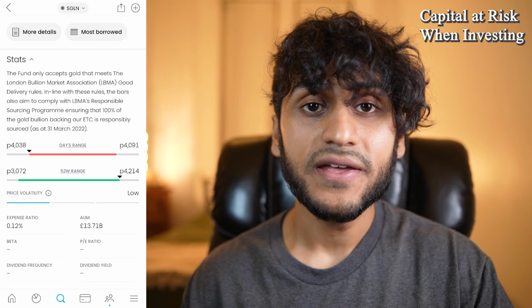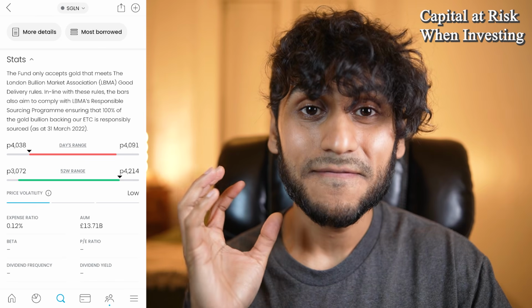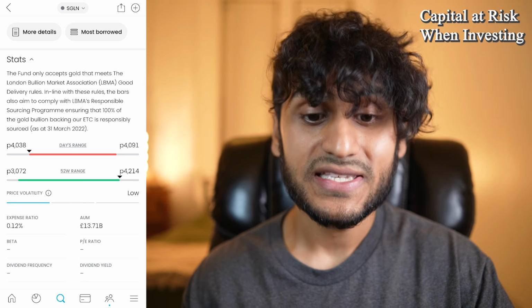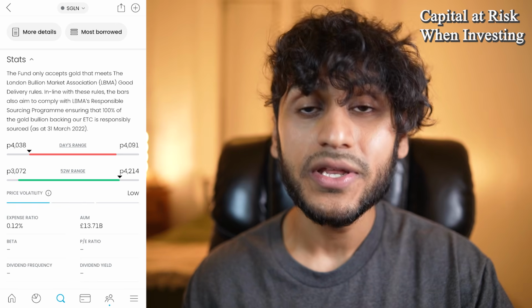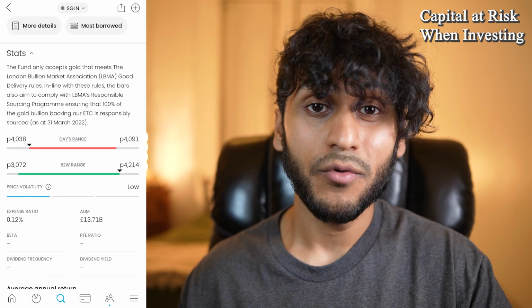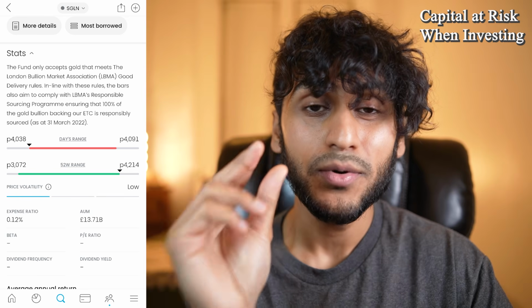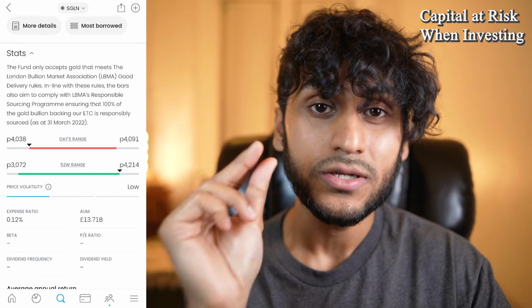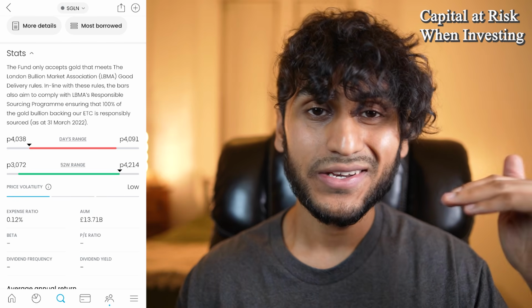So essentially, this fund from iShares invests in physical gold. The fund only accepts gold that meets the London Bullion Market Association, the LBMA, delivery rules. Essentially, a gold bullion is just a block of gold, usually 1 kilogram, 5 kilograms, they might even have more than that. You can even get 100 grams, but a bullion is just a piece of solid gold, usually 24 karat, which is the highest purity you can get on gold.